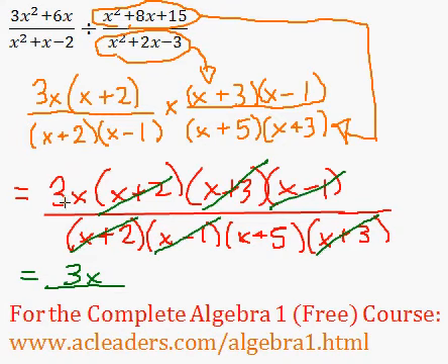So 3x here in the numerator. And down at the bottom we canceled everything out except for the x plus 5. So that is our final answer: 3x over x plus 5. And we're done.